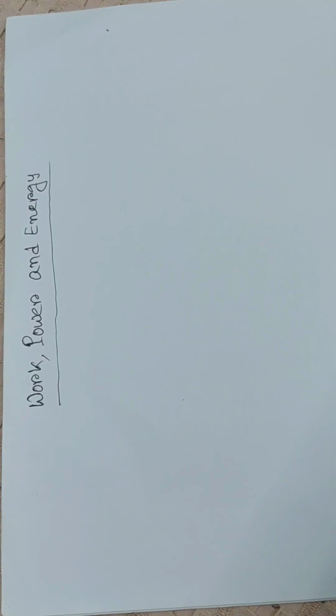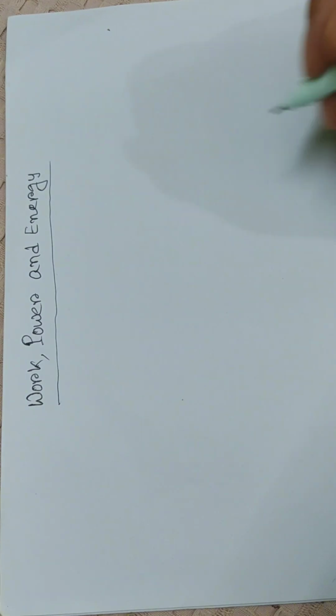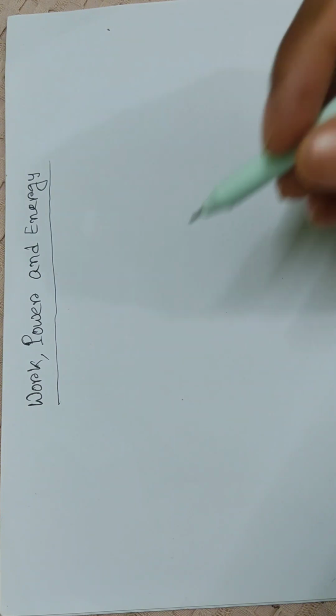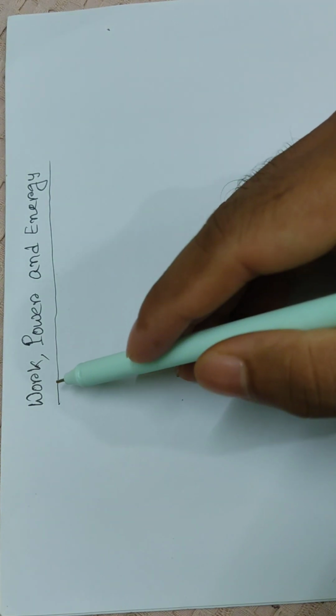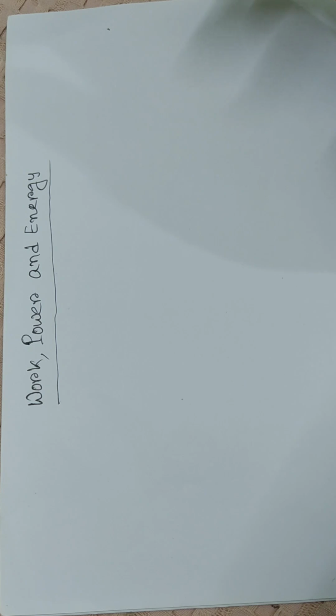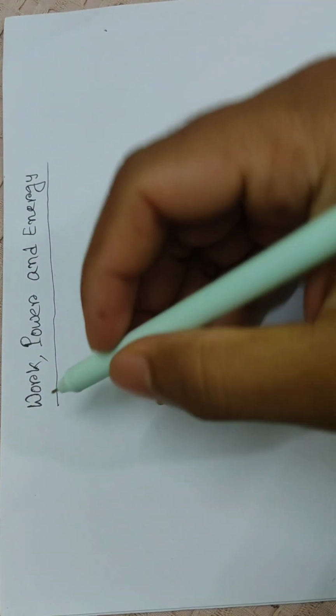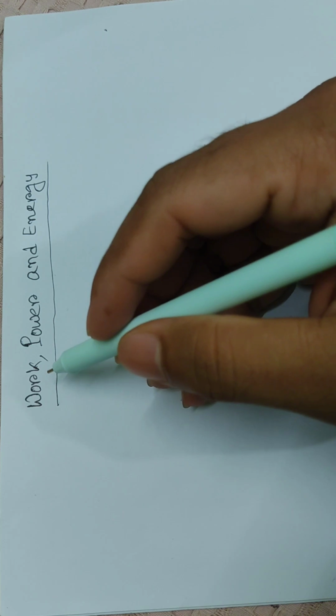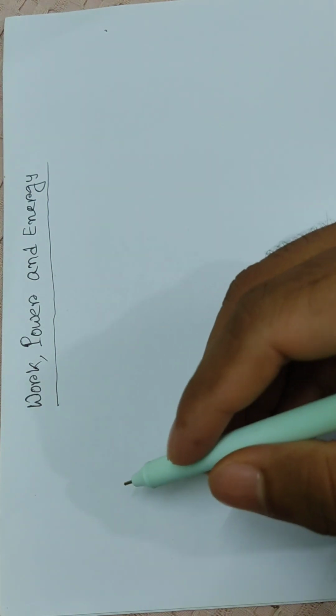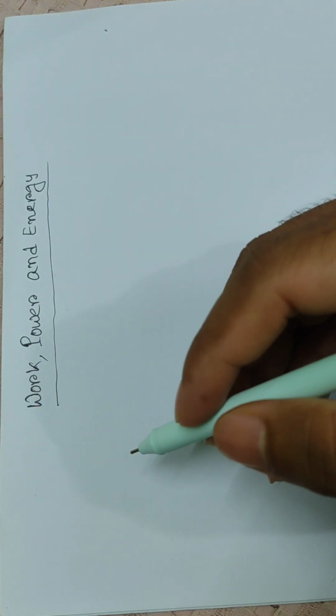This video is for the students of class 9-10 English version, and in this video I'll try to discuss a very basic topic of chapter 4 of physics, and the name of the chapter is work, power and energy. At first we will learn about work. What is work and what is the definition of work?